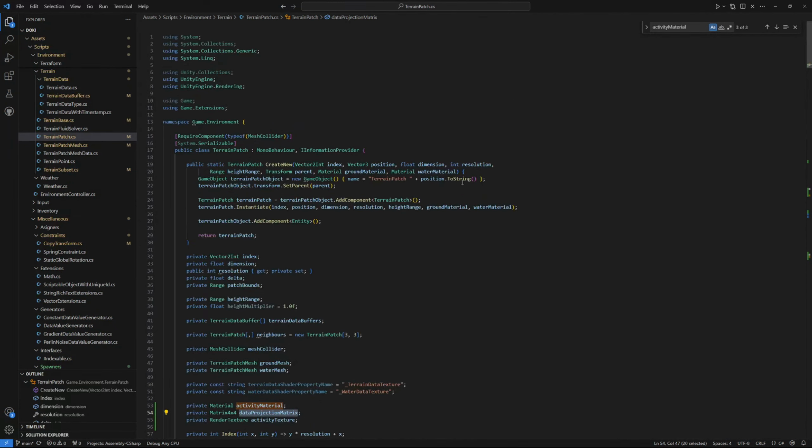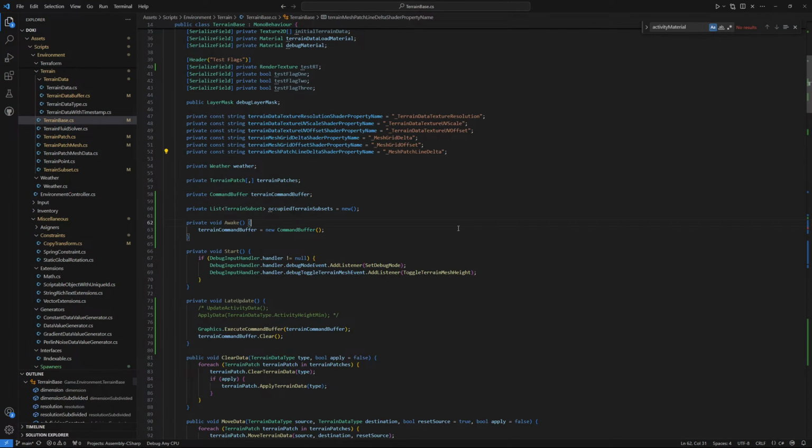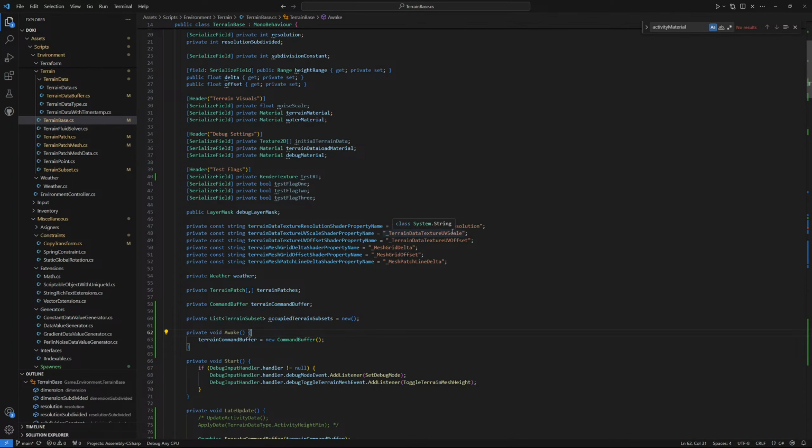Yeah, we want to clean this up a bit. Terrain base. But how?